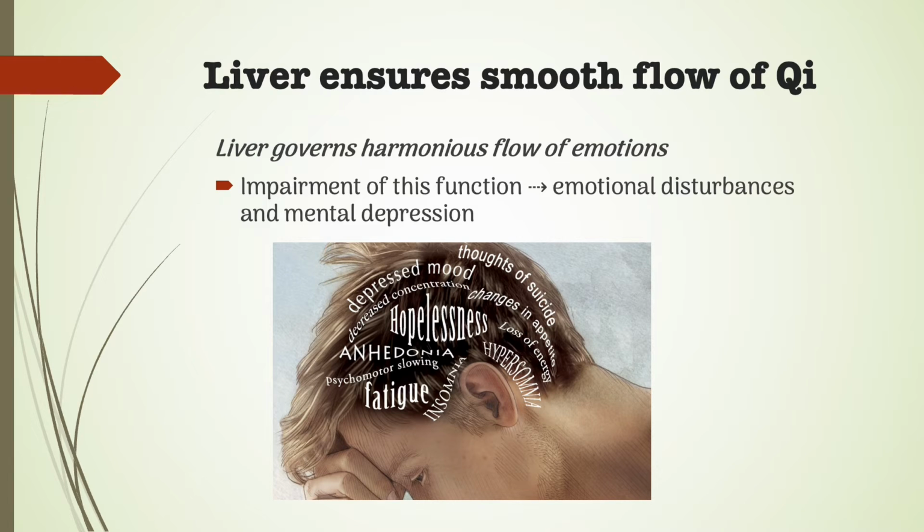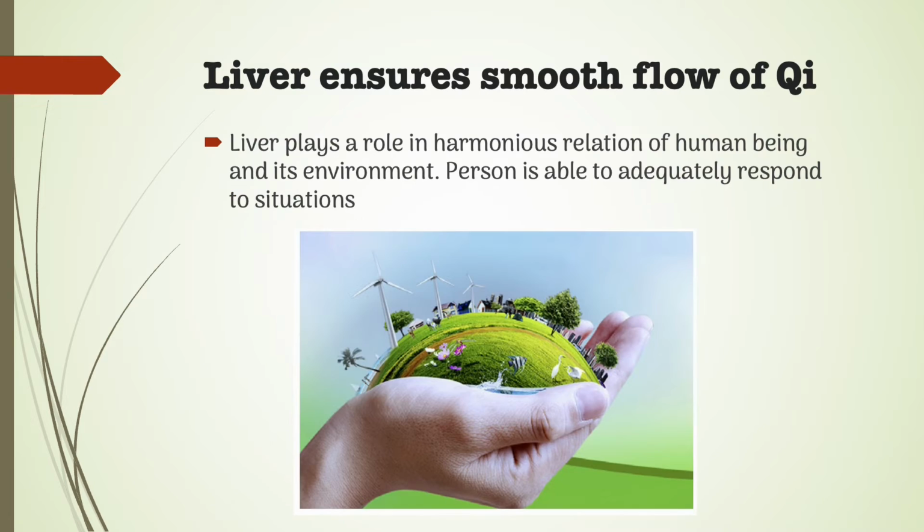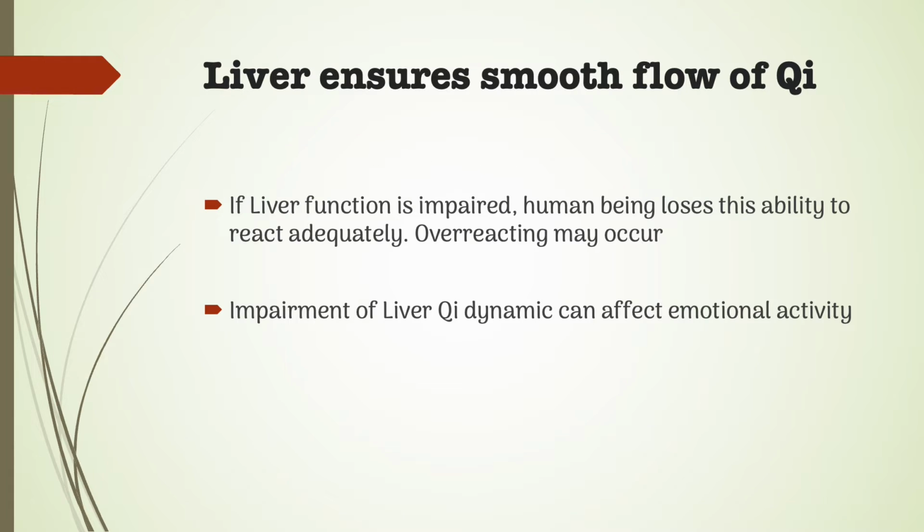The liver governs harmonious flow of emotions. Impairment of this function will lead to emotional disturbances and mental depression. Liver plays a role in harmonious relation of human being and its environment. Person is able to adequately respond to situations. If liver function is impaired, human being loses this ability to react adequately.